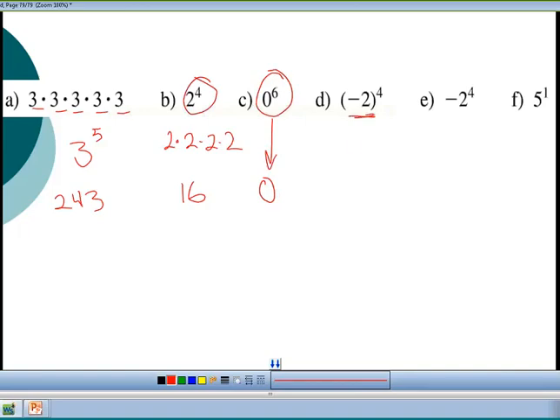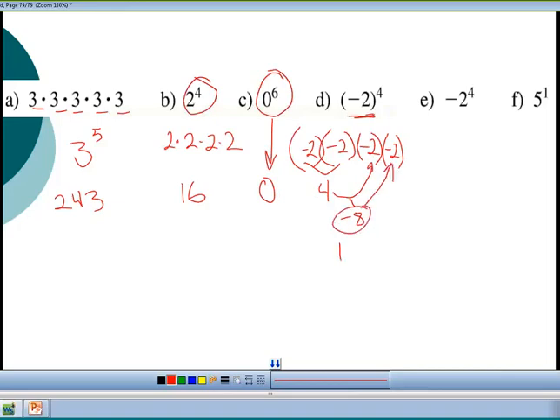Here, negative 2 to the 4th is negative 2 times negative 2 times negative 2 times negative 2. And here, what we need to look at is if I multiply these two together, negative 2 times negative 2 would be positive 4. If I multiply that by negative 2, that would give me negative 8. If I multiply negative 8 by negative 2, I would get a positive 16. 16, not 14, sorry. 16 would be my answer there.